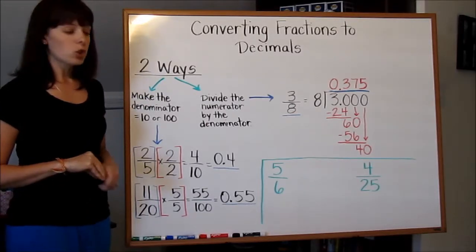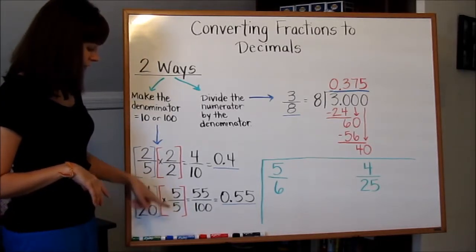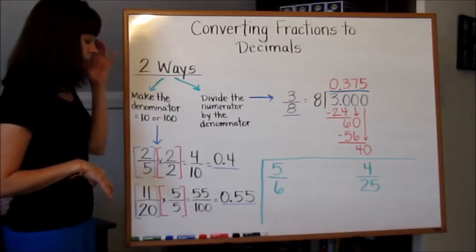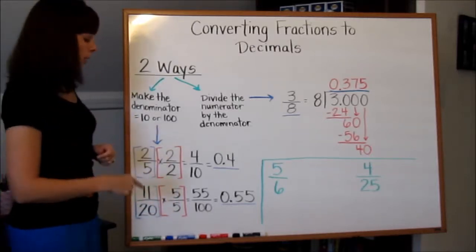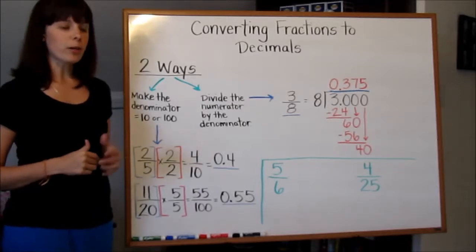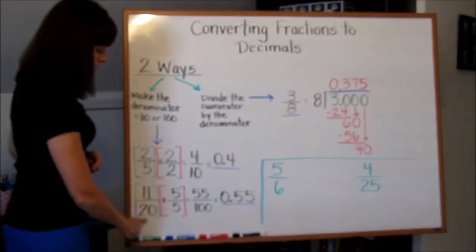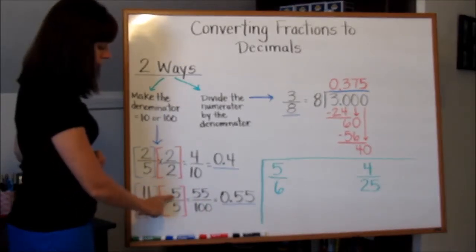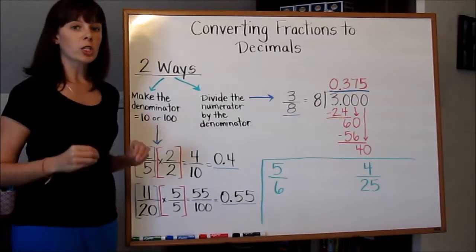And I know that 20 can be converted to 100 by multiplying it by 5, because 20 times 5 is 100. So I'm going to take 11/20, and same method as I did up here. I'm going to multiply it by 1 whole, but I have to have 5 as my denominator, so 5 is also going to be my numerator. I'm going to do 11/20 times 5/5. So 20 times 5 is 100, and then 11 times 5 is 55. And that gives me 55 hundredths.